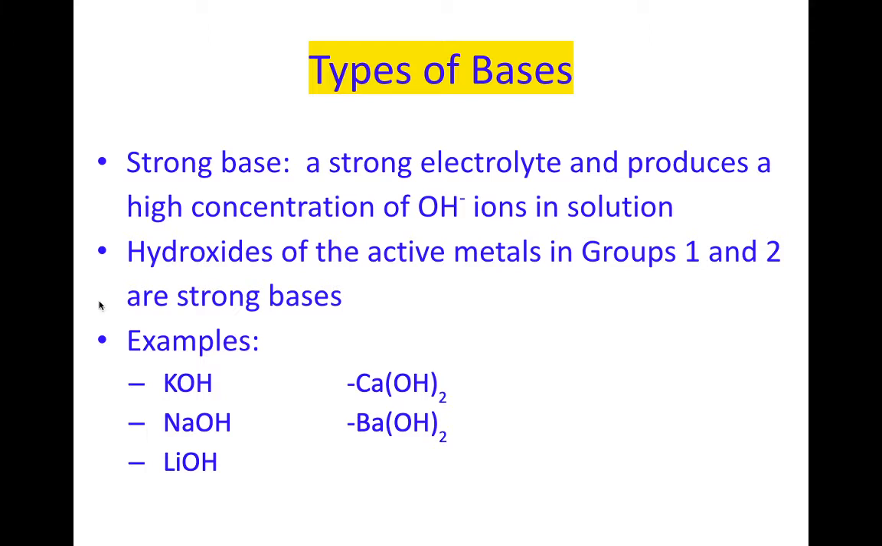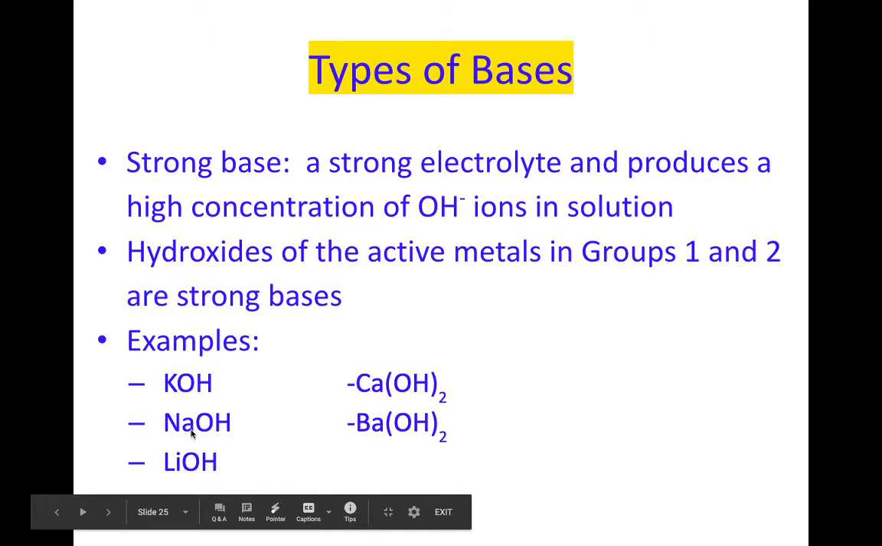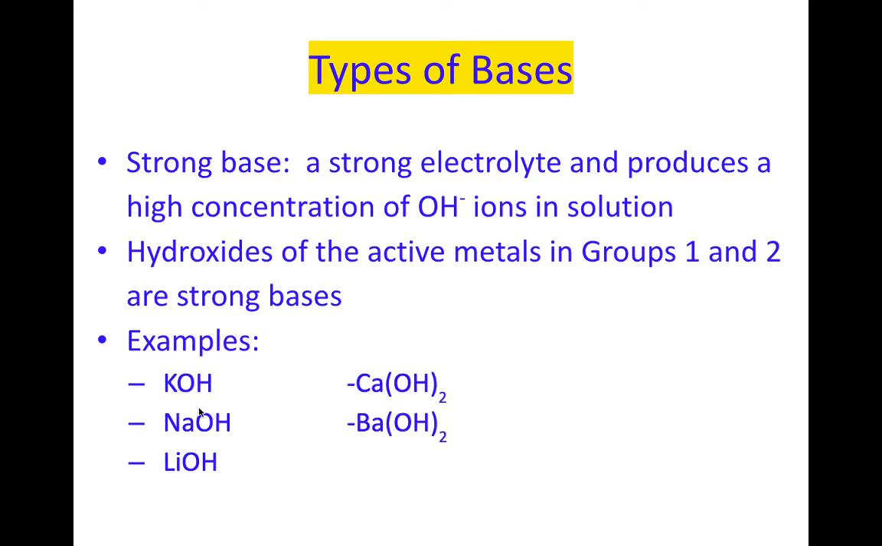So again, things like KOH, NaOH, LiOH, all those are group 1 metals. So these group 1 metal hydroxides are strong bases. These are not the only ones, but these are examples.